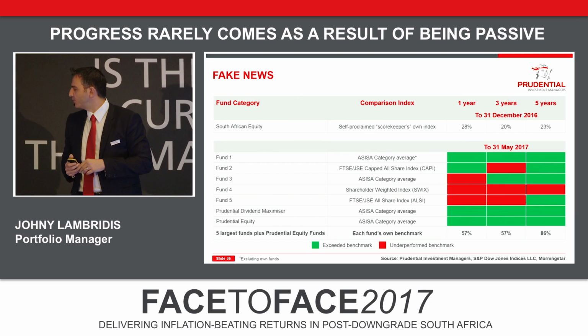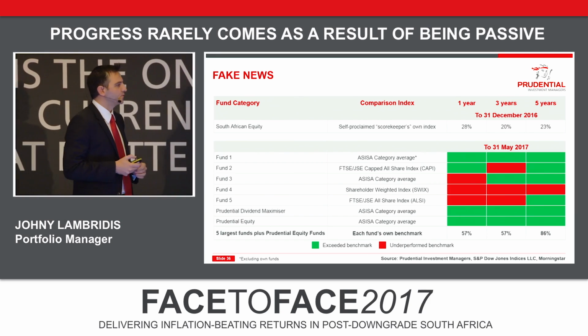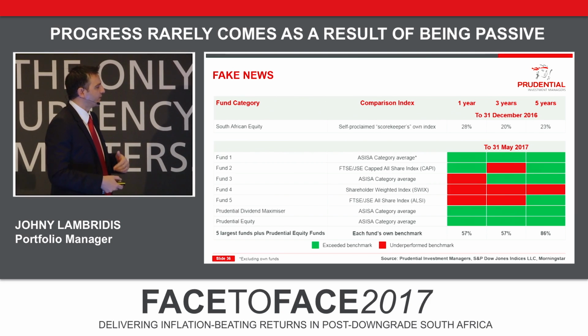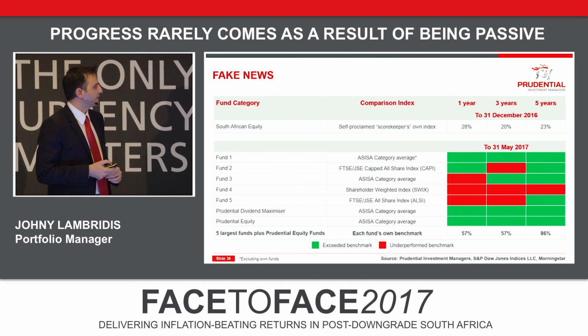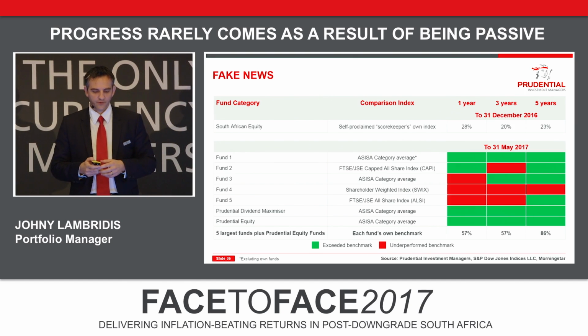If we roll the numbers forward to May, active managers both in South Africa and the US are off to a better start in 2017. Over 1 and 3 years, more than 50% of the funds are outperforming, and effectively 80%, or 6 of those 7 funds, are outperforming their benchmarks over a 5-year period.